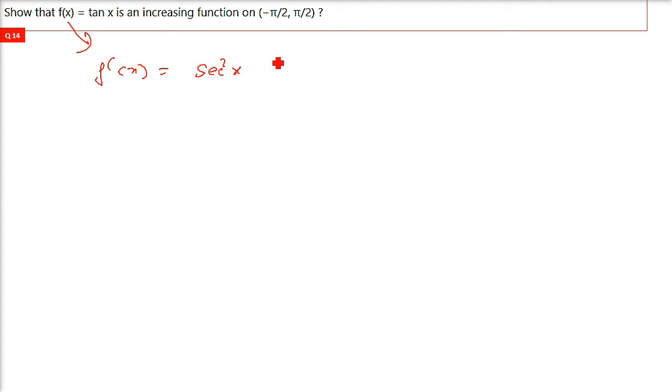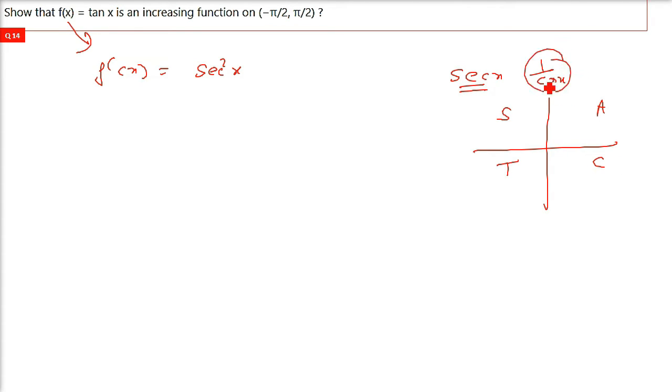So this sec square x, when you're talking about negative pi by 2 to pi by 2, first you have to see sec x or cos x where it is positive and negative. So add sugar to coffee again. I am talking about sec x. Its sign is almost the same as cos, in the negative and positive terms. Actually 1 by cos x is sec x, but when negative comes, it doesn't make any difference. So cos is positive in the first quadrant and the fourth quadrant.